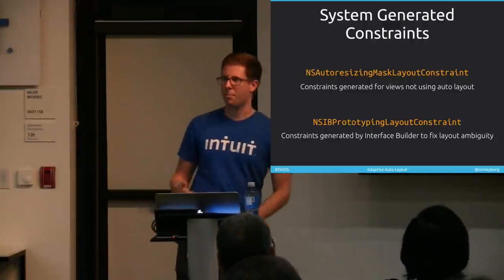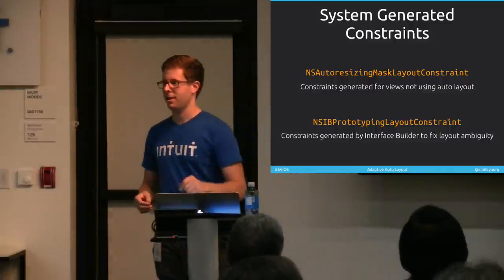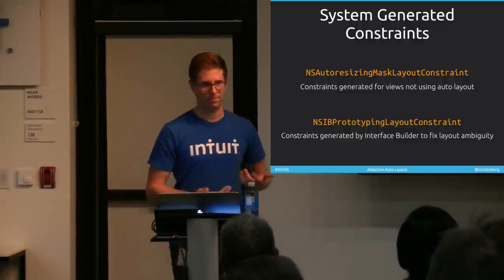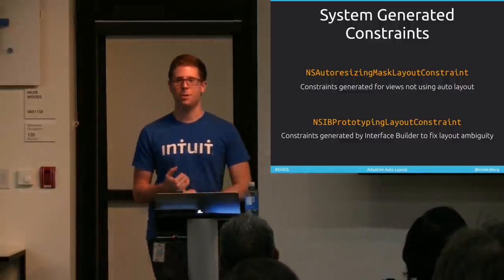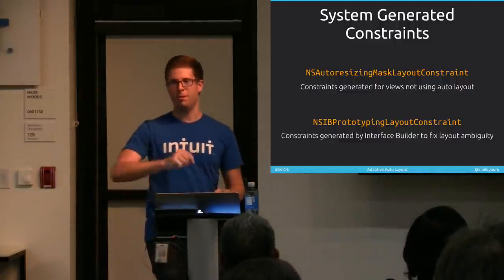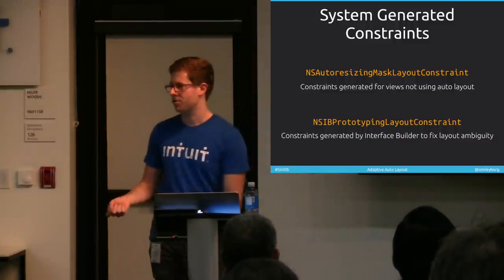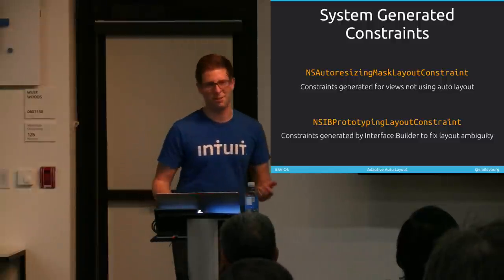Another constraint, this actually came up earlier, the NSIBPrototypingLayoutConstraint. This is the constraint that gets created by Interface Builder to fix your ambiguous layouts at runtime. So if you see this one, that probably means that you forgot to do something in Interface Builder, meaning you need to add some more constraints, so check your warnings. Or you forgot to add a placeholder constraint to stop Interface Builder from being smarter than you are, because it's never smarter than you are.